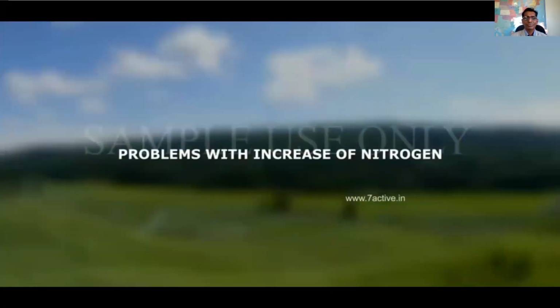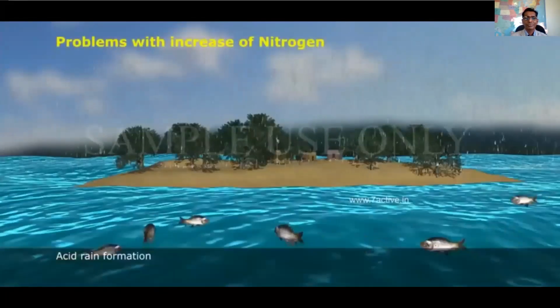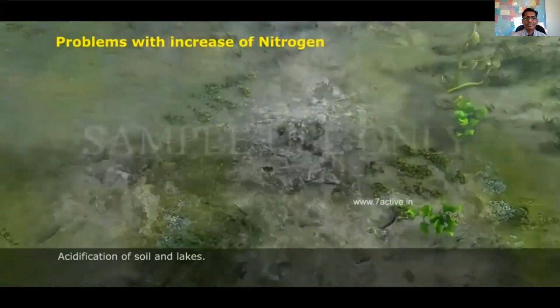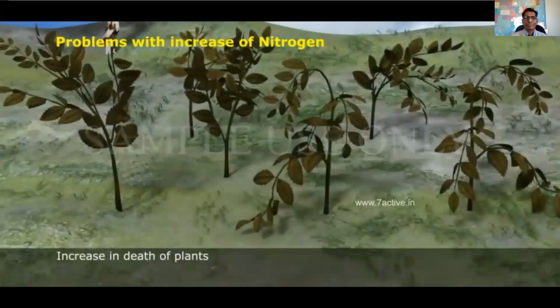Problems with an increase of nitrogen: acid rain formation, acidification of soil and lakes, and increased death of plants.